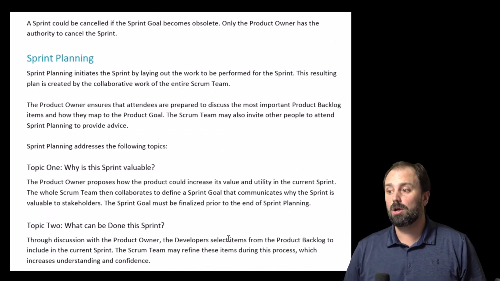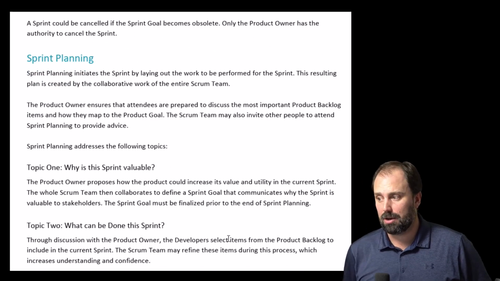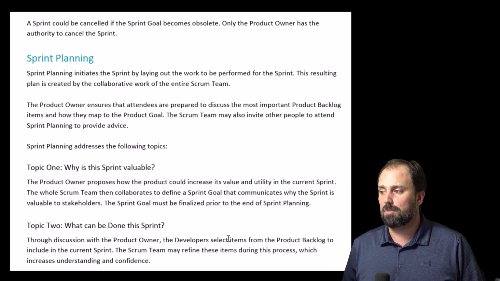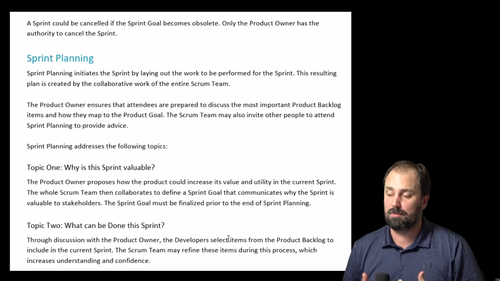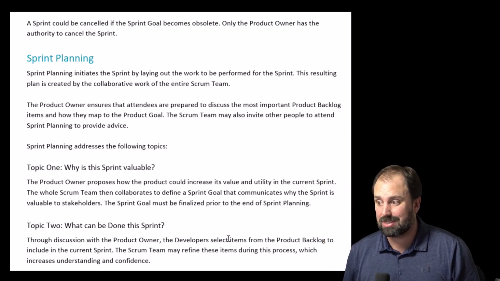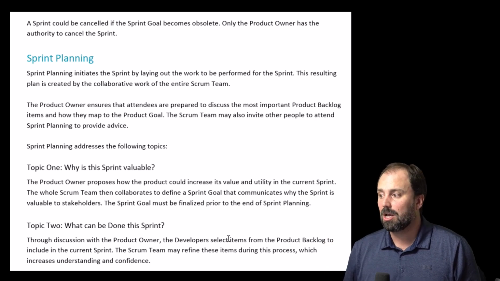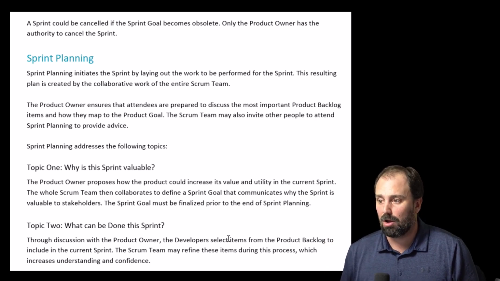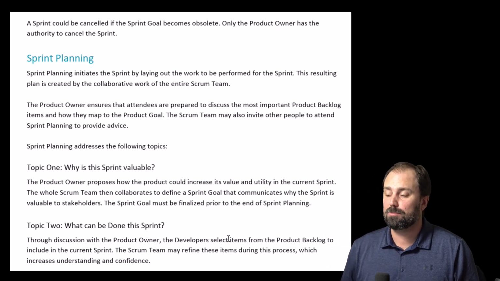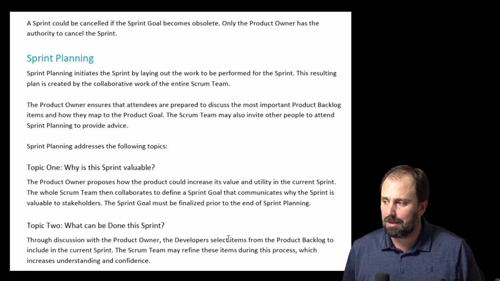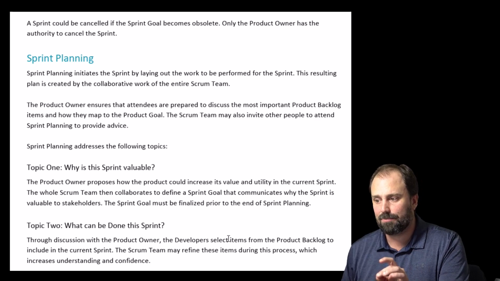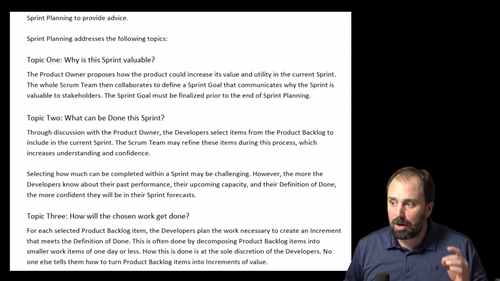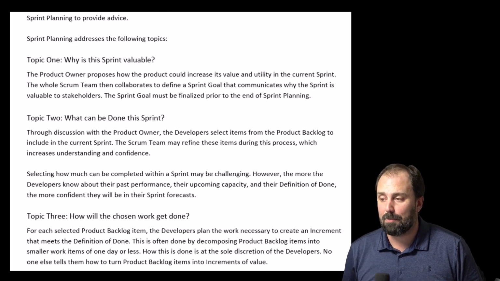Sprint planning. Sprint planning initiates the sprint by laying out the work to be performed for the sprint. This resulting plan is created by the collective work of the entire Scrum team. The product owner ensures that attendees are prepared to discuss the most important product backlog items and how they map to the product goal. The Scrum team may also invite other people to attend sprint planning to provide advice. Sprint planning addresses the following topics.